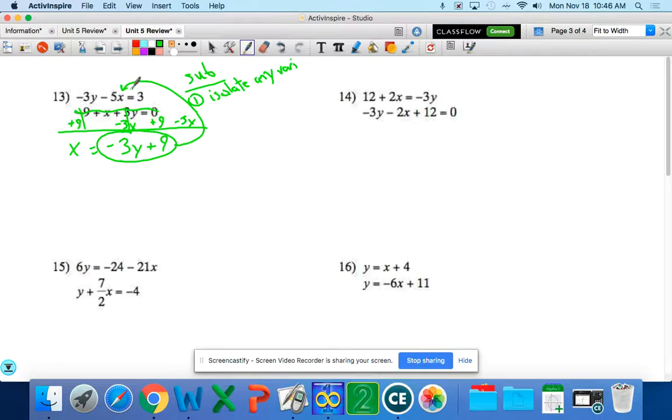So my new equation is negative 3y minus 5 times x, but I know what x is now. It's negative 3y, again, plus 9 equals 3. Whenever I start working this problem out, I have negative 3y plus 15y minus 45 equals 3.